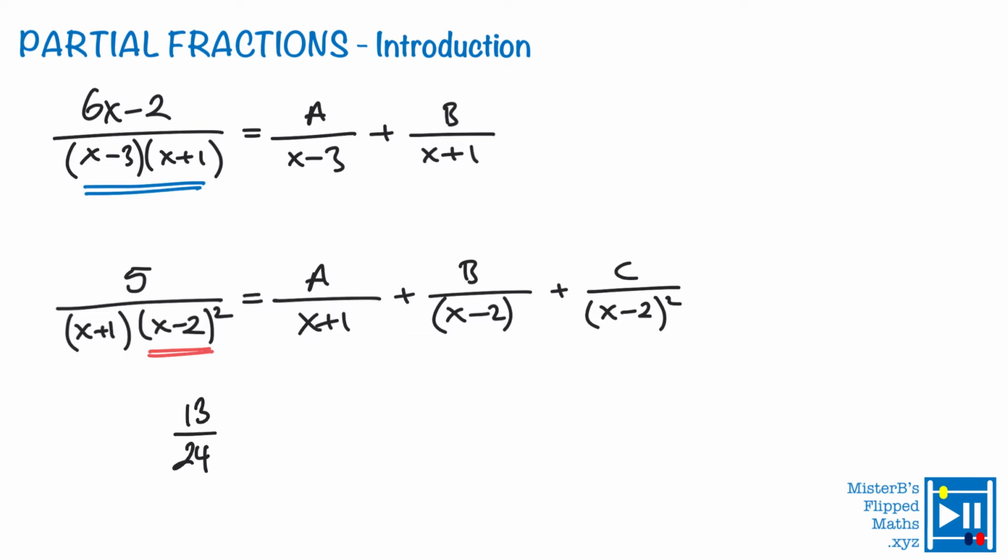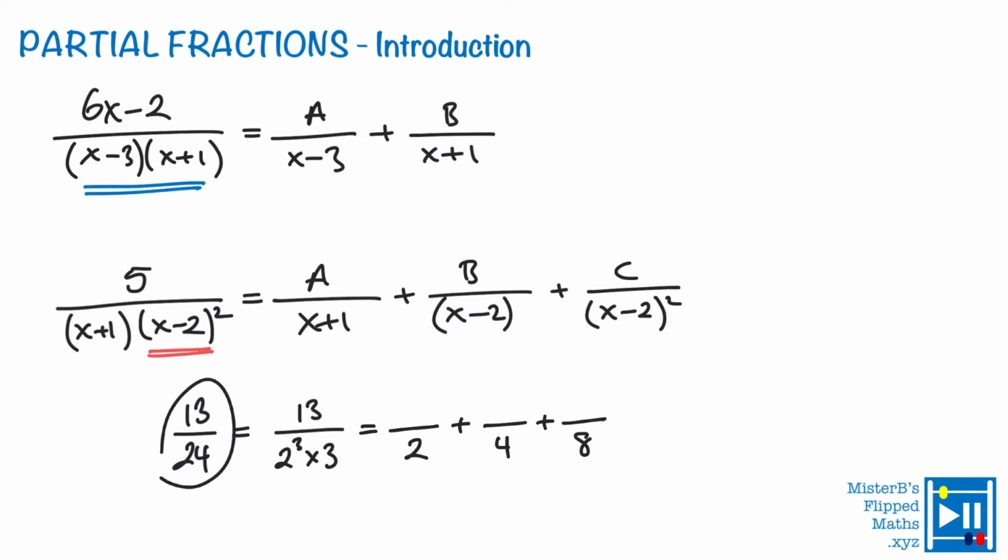Suppose that we have 13 over 24 and we'd like to write this as a partial fraction decomposition. The first thing I have to do is to factorize 24, which will be 8 times 3, which is 2 cubed times 3. You see, we have 2 repeated 3 times as a factor. Now, I don't know which fractions are added to get 13 over 24. It could be a fraction with denominator 2. It could be a fraction with denominator 2 squared, which is 4. Or it could be a fraction with denominator 2 cubed, which is 8.